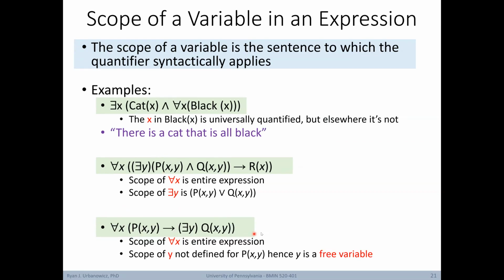Here's a final example. Again, we see that the universal quantifier with x has the scope of the entire expression. Here, there's an existential quantifier connected to y. However, a y also exists in this part of the expression. So the scope of y includes Q(x, y), but since y isn't defined for P(x, y), this y is considered a free variable.